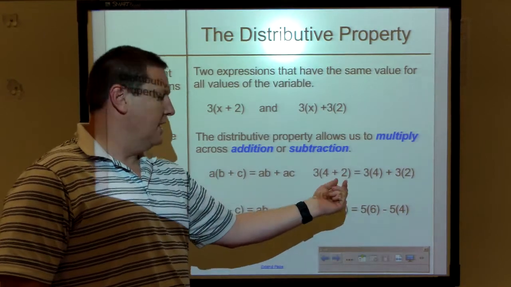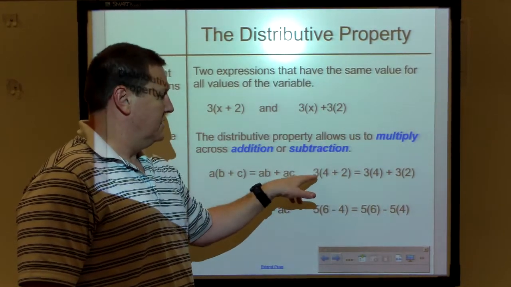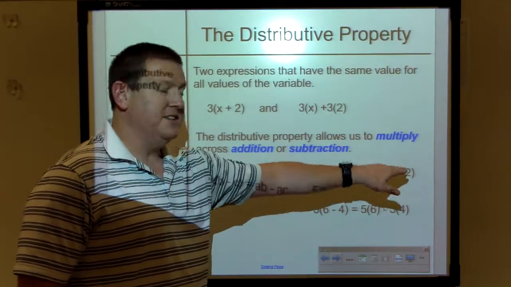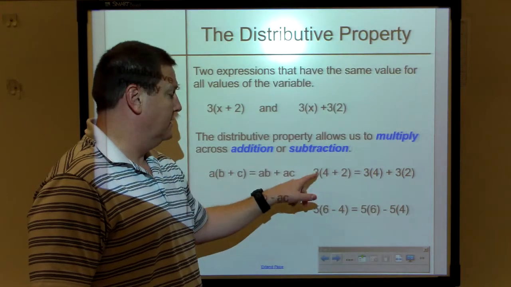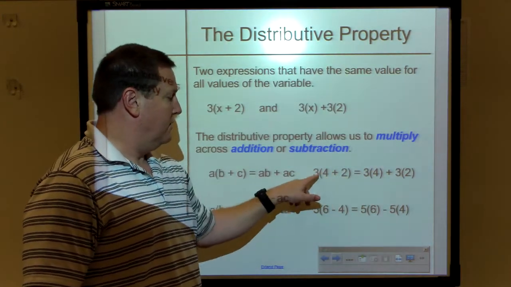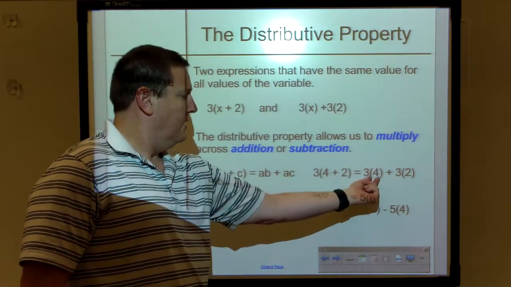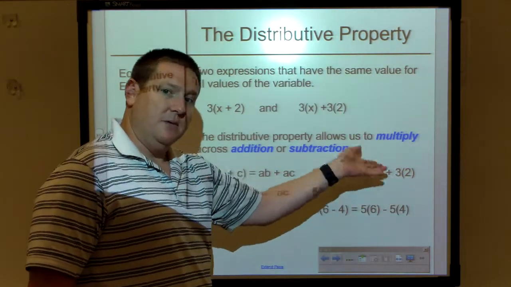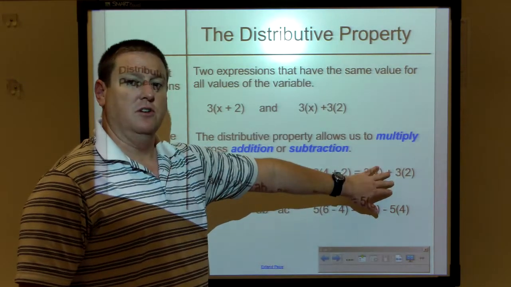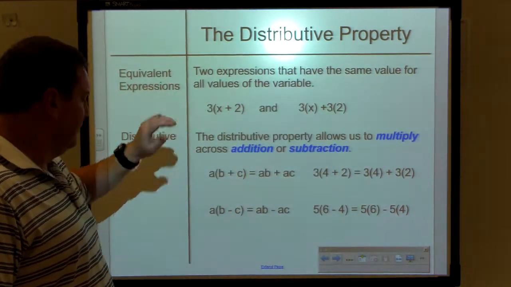If I have 4 plus 2 inside, which would be 6. 6 times 3 would be 18, so we got to check to see if this side is also equal to 18. So we do 3 times 4 and 3 times 2. We're distributing the 3 to both numbers. We get 12 and 6, which adds up to 18. So the left and right hand side are still equivalent to each other.